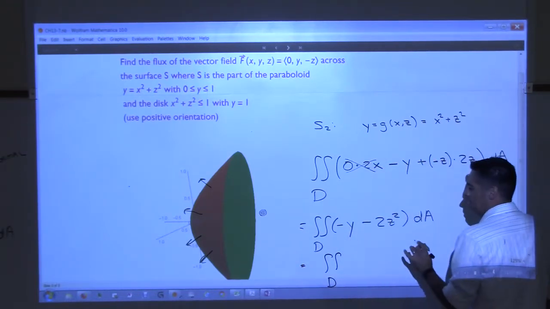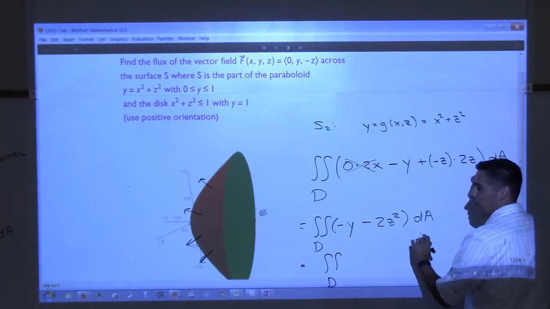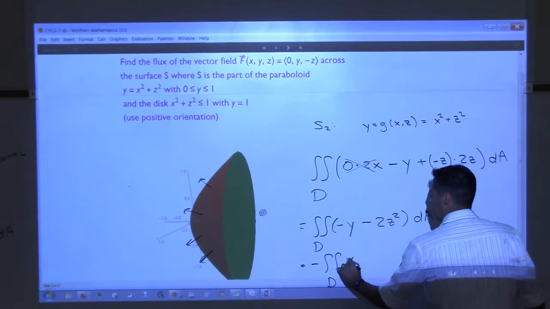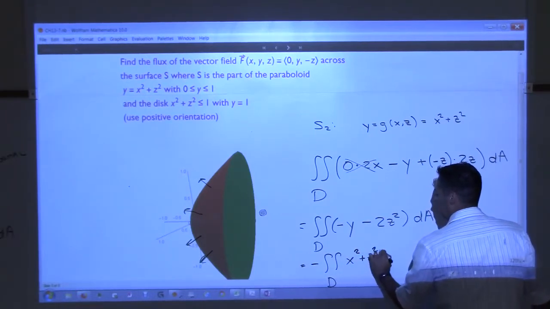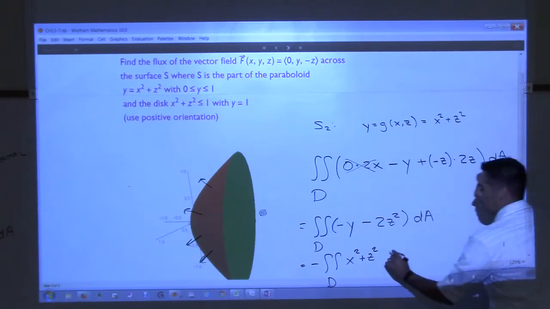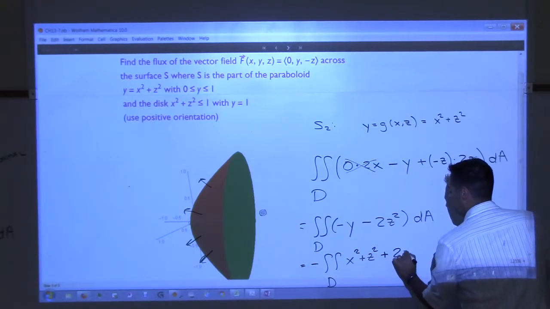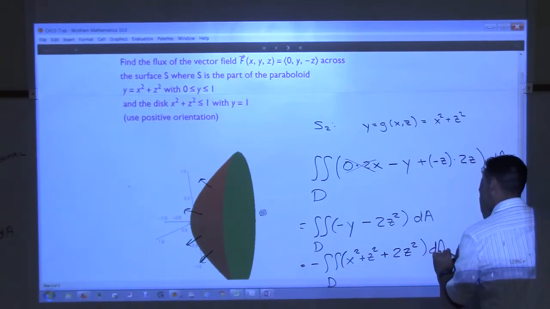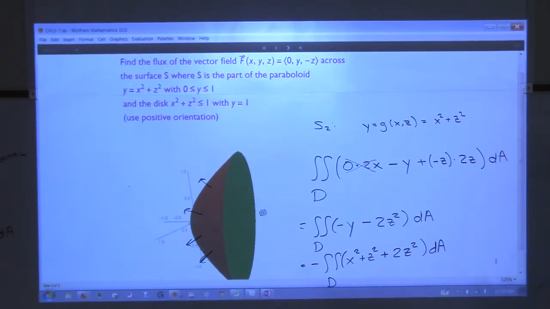That negative is just driving me crazy. So I'm going to pull the negative out of both of these, all right? Just put it out here. And can I put x squared plus z squared? That's y, isn't it? That's your y. That's from this. And then plus 2z squared, and then dA. Okay. Questions here?